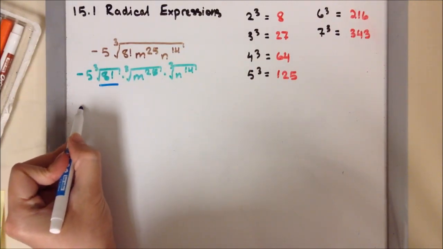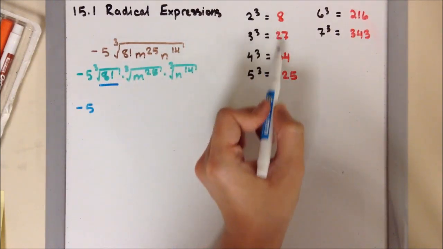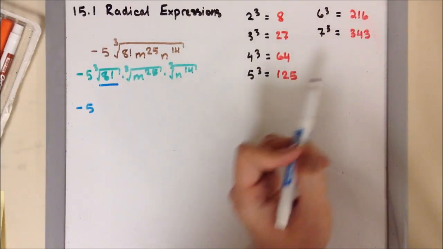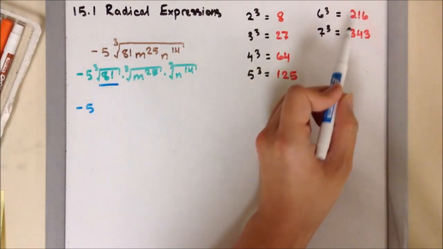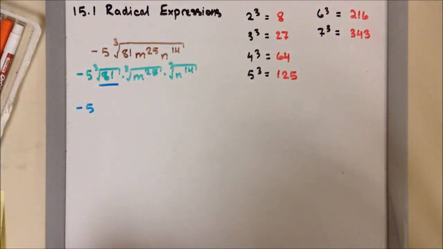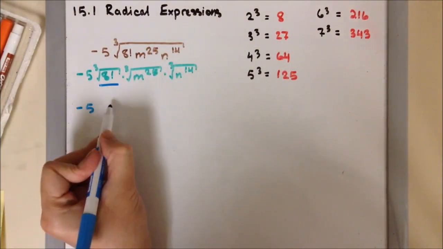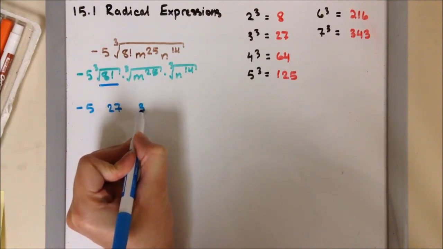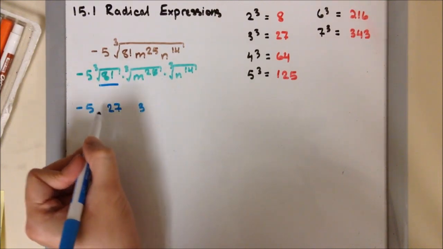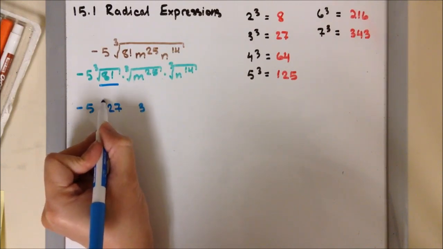So I'm still going to have the -5 out on the outside, but the cube root of 81, none of the red numbers are exactly 81, so that means the next question is which of the red numbers can go into 81. In this case, it would be 27. So we're going to have 27 times 3. 27 times 3 will be 81, and each of them, the 27 and the 3, will have the cube root.